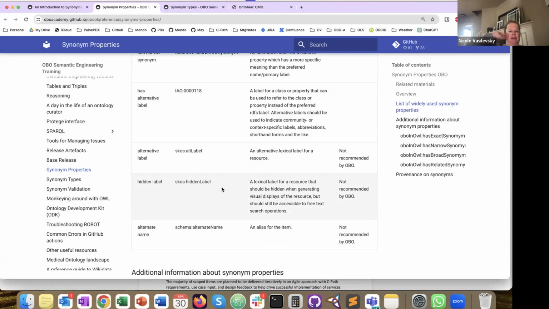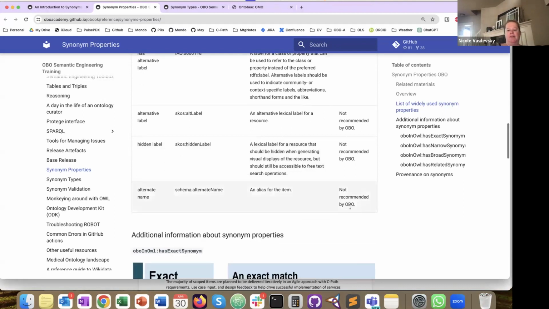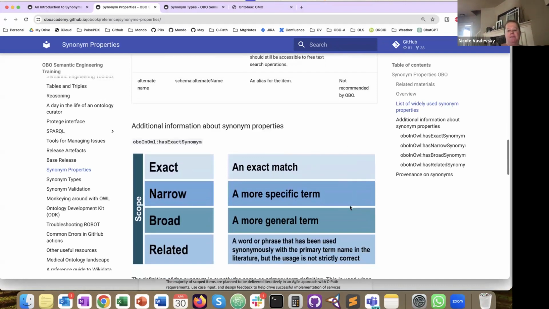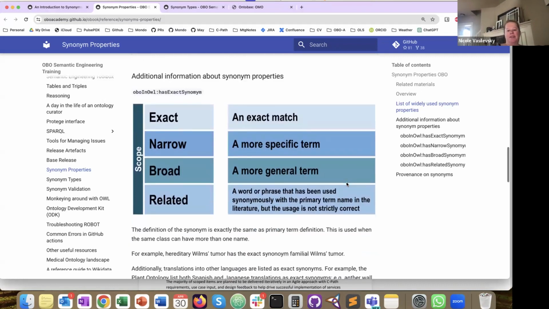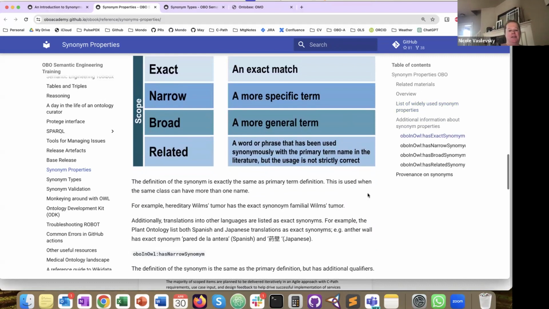In Mondo, we have something like this, where we have deprecated properties and historic, and I'll go into more examples there. This hidden label is available, but it's not recommended by OBO, as well as alternative name, which is another property that's available but not recommended by OBO. And here we have a graphical description of what we just described above. If you're more of a visual learner, this is a nice figure to refer to.